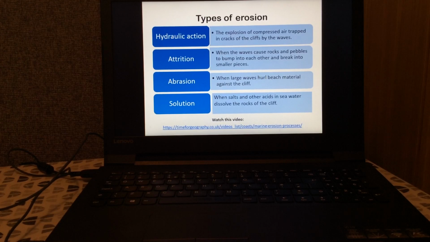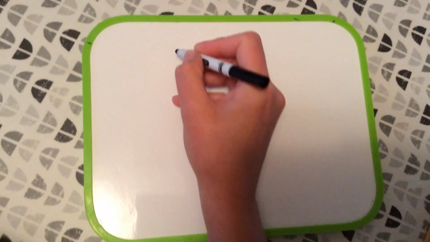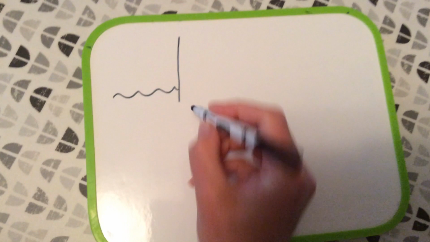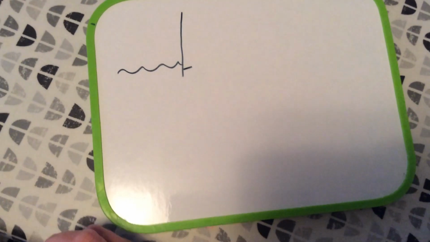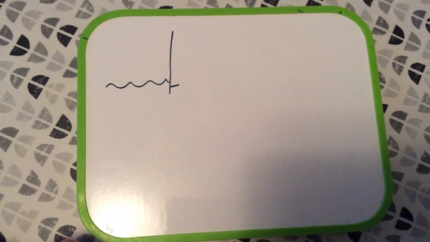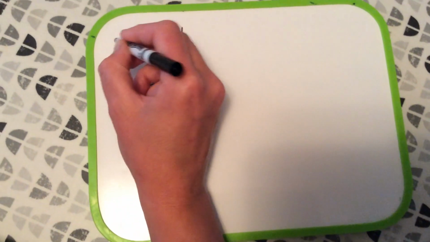Okay, so we've got 4 types of erosion that the sea can do. First one is hydraulic action. Imagine, I'm going back to the whiteboard now. Imagine you've got the cliff here. This is the sea. You've got a little crack in the cliff. Cliffs are not solid lumps of rock. They're made up of lots of pieces of rock with cracks and joints and things in between them.